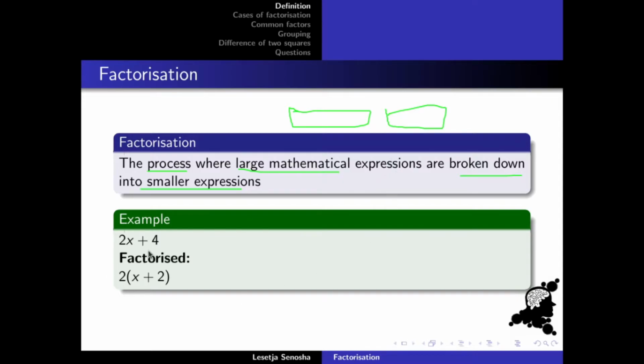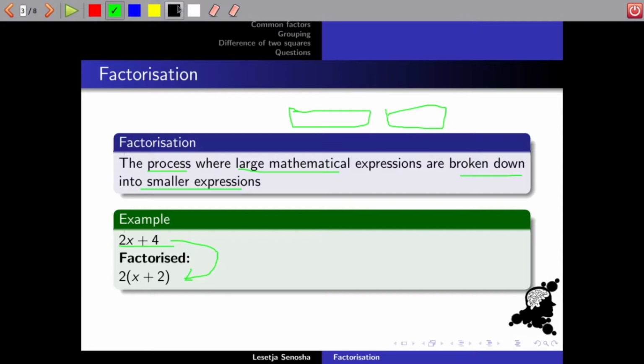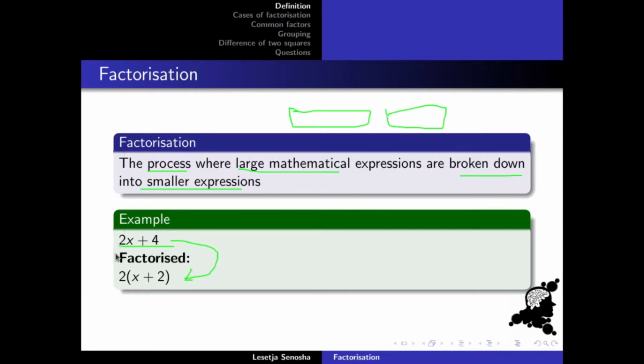Right now, for example, here is factorization happening. So our expression over here, we factorized it and we ended up with this value over here. So what does this mean? It means that we have factorized this, and now we have a smaller compounded version of that.